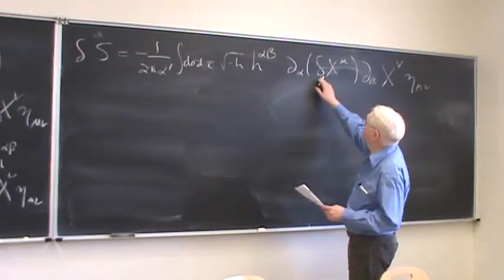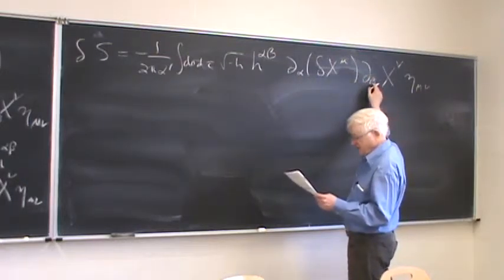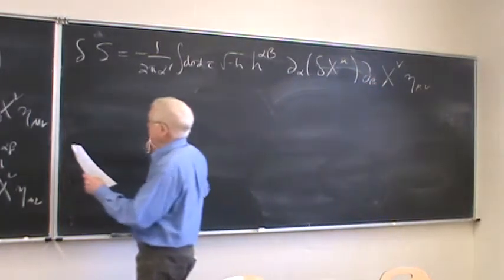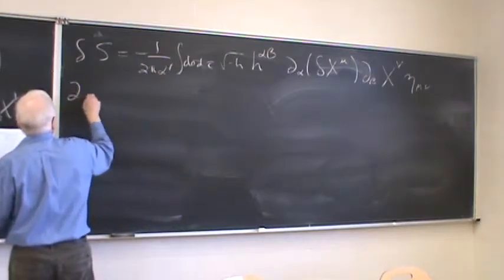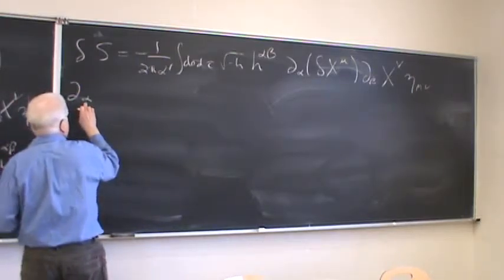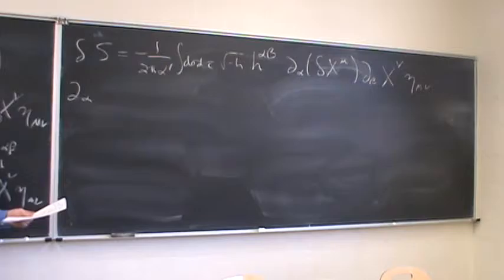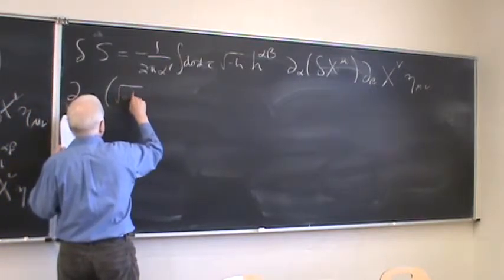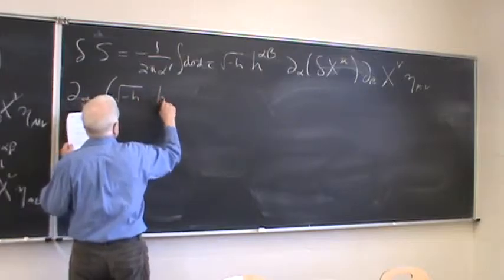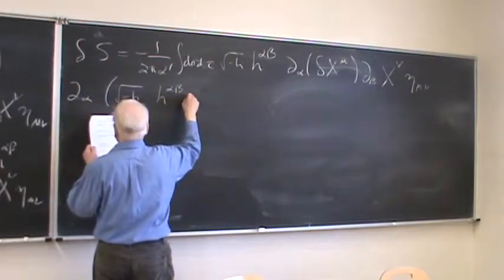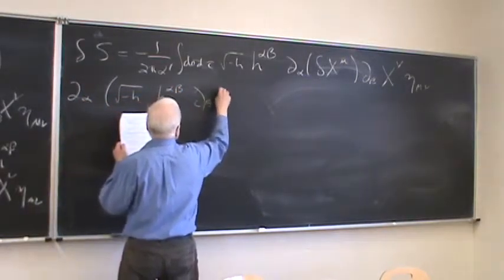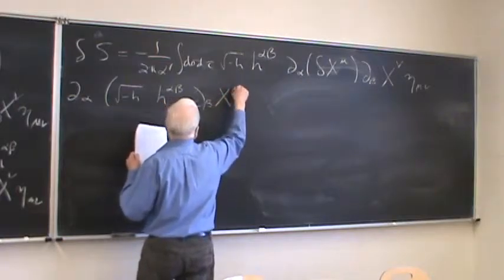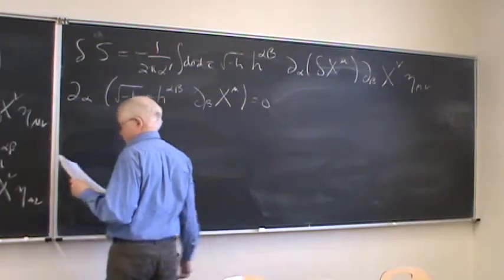Anyway, you then integrate by parts, and you get a derivative there. One of the field equations right away is the alpha derivative, the alpha derivative being d by d sigma or d by d tau. The alpha derivative of the square root of minus h alpha beta d beta x mu is 0.